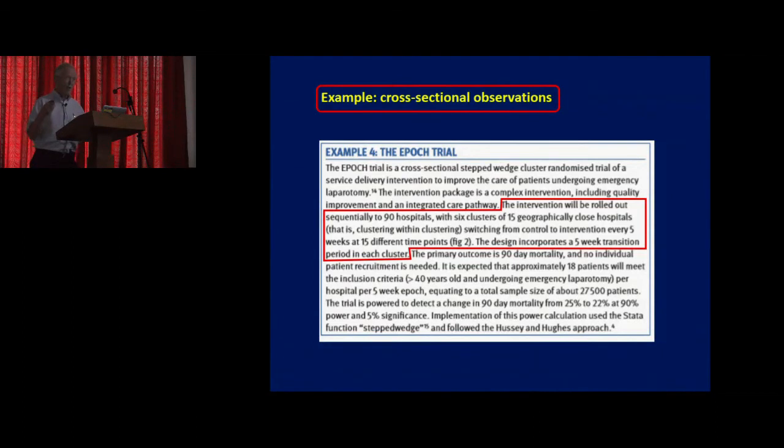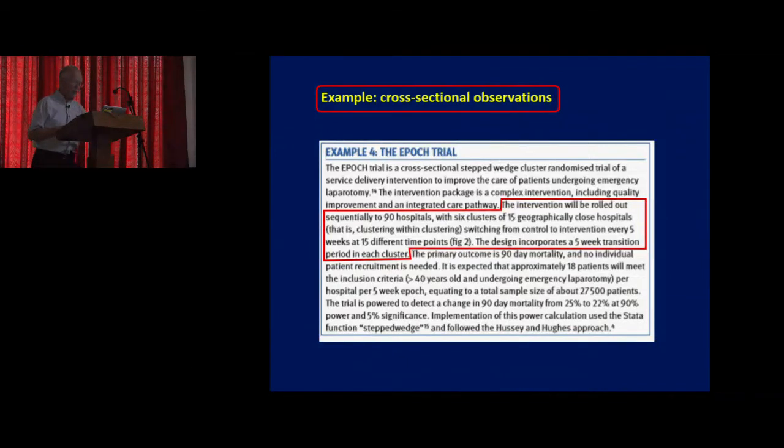That's clusters within clusters, right? So we've got 2 levels of clustering. One would be the geographic areas, and there are 6 of those, that's the first level of clustering, and then within each of those you have 15 hospitals. And clearly you have differences between hospitals but within areas, so it's a second level of clustering.